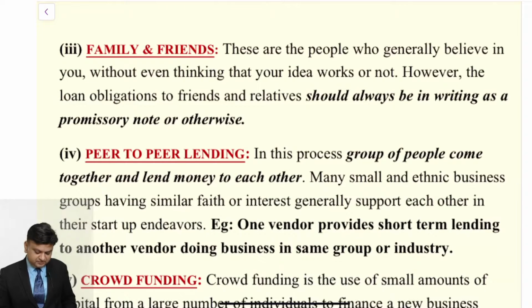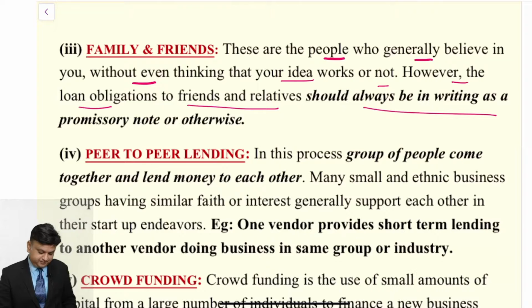Family and friends. These are the people who generally believe in you without even thinking about whether your idea will work or not. However, the loan obligation to friends and relatives should always be in writing, as a promissory note or otherwise. It means that the terms and conditions should be as clear as possible.